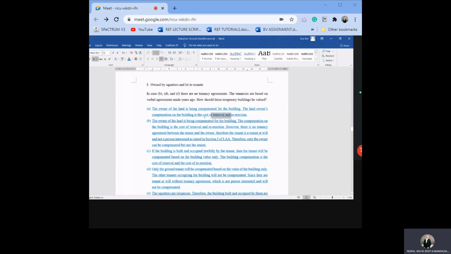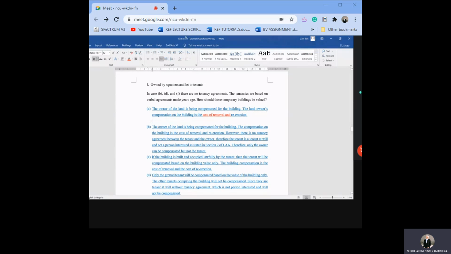Excess of... also meaning the cost of removal should not be given, because if it is given to them, there will be double counting already. To me, just pay the value of the building, and then it's up to the landowner whether they want to remove, destroy or burn the building. It's up to them. The owner of the land is being compensated for the building.